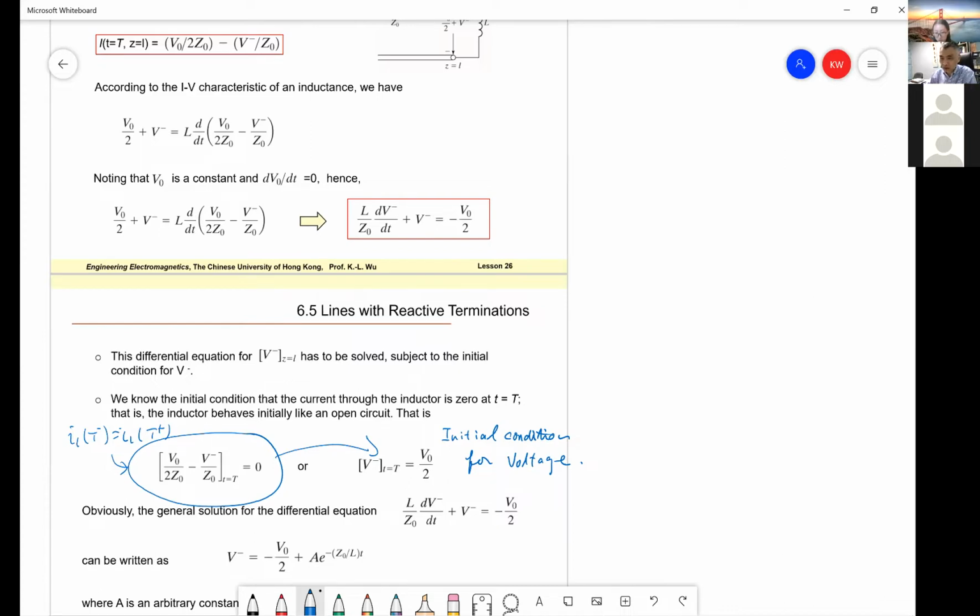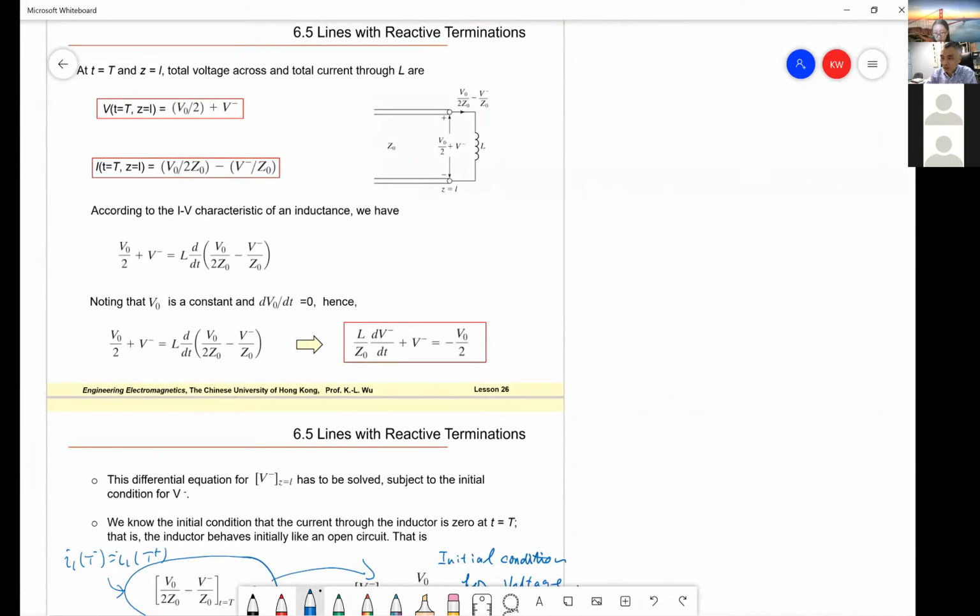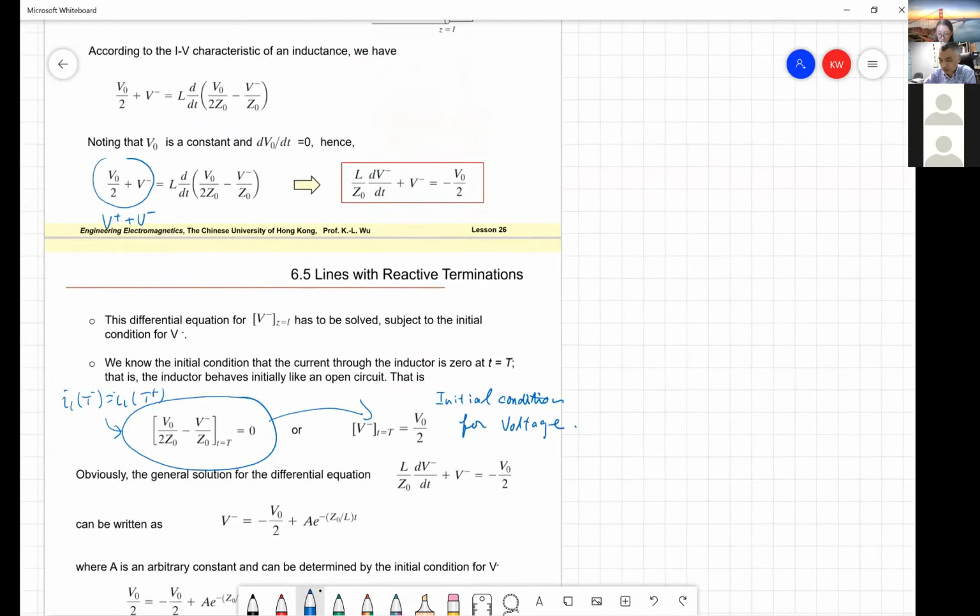Another thing is that because we are dealing with one inductor and one resistor, this is a first order transient problem. We need to solve for the total voltage across the inductor, which must be equal to the incident plus reflected voltage. From here we can build up the first order differential equation.